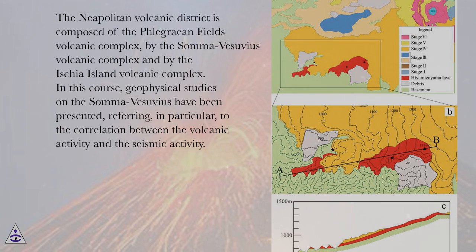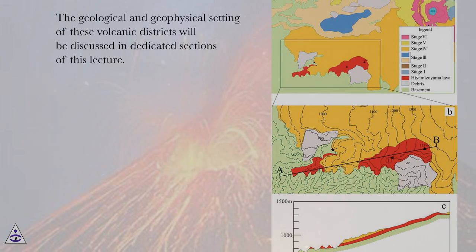The Neapolitan volcanic district is composed of the Phlegrean Fields volcanic complex, the Somma-Vesuvius volcanic complex and the Ischia Island volcanic complex. In this course, geophysical studies on the Somma-Vesuvius have been presented, referring, in particular, to the correlation between the volcanic activity and the seismic activity. The geological and geophysical setting of these volcanic districts will be discussed in dedicated sections of this lecture.